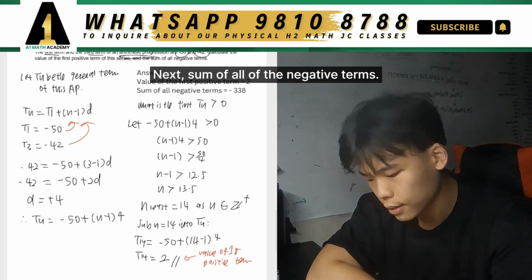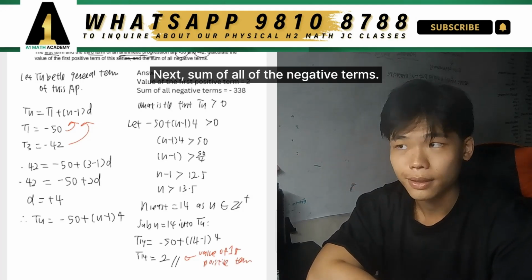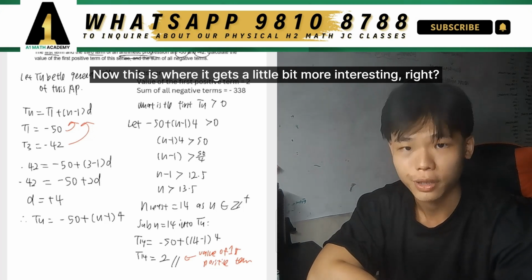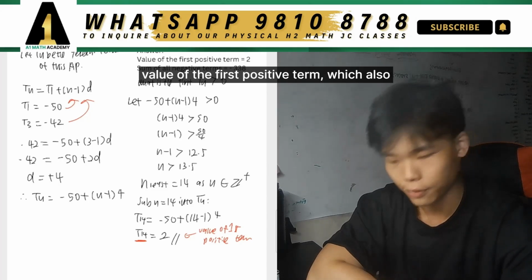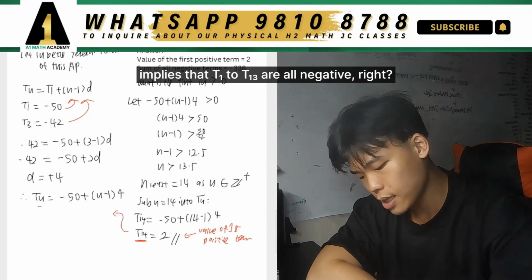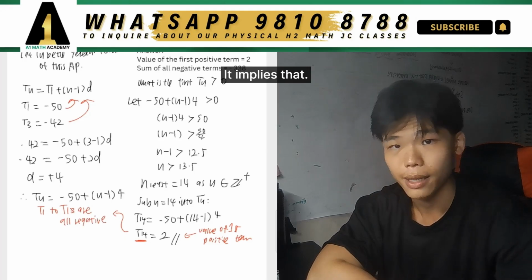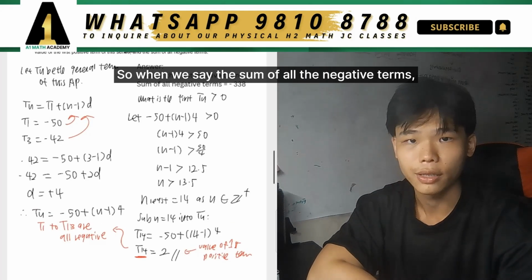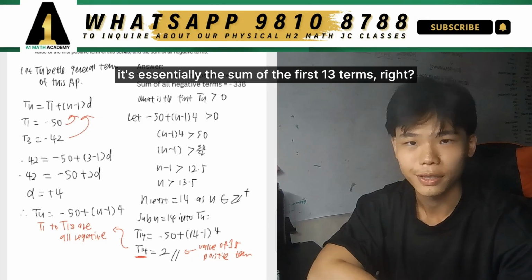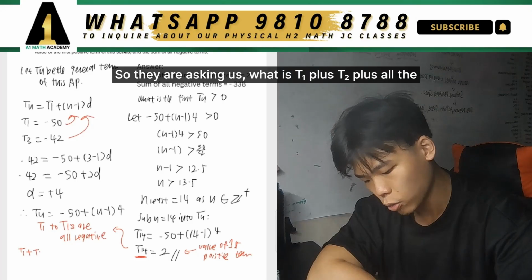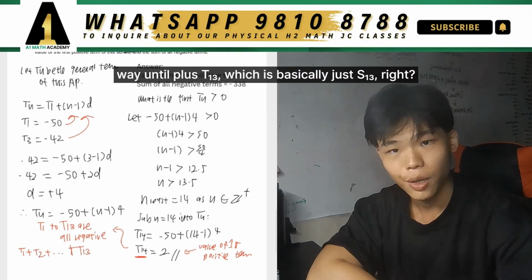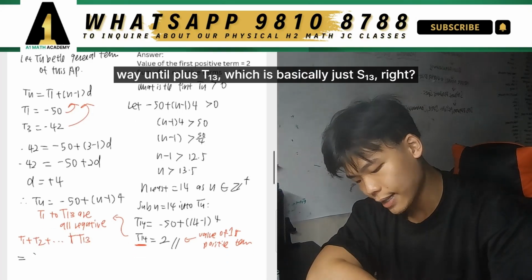Yep. Okay, next. Sum of all of the negative terms. Now this is where it gets a little bit more interesting, right? So over here, we know that T14 is the value of the first positive term, which also implies that T1 to T13 are all negative, right? So when we say the sum of all the negative terms, it's essentially the sum of the first 13 terms, right? So they are asking us what is T1 plus T2 plus all the way until plus T13, which is basically just S13, right?